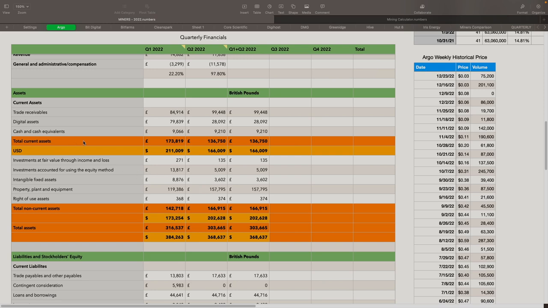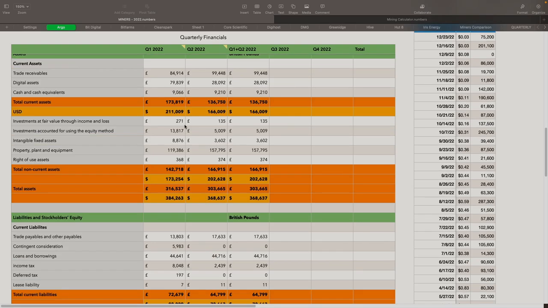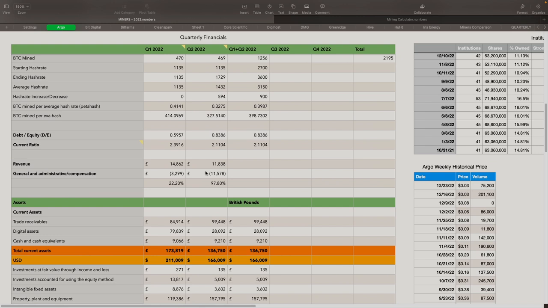So total current assets at the end of Q2 was $166 million. And total current liabilities at that time was $78 million. So they must have been burning pretty fast through that cash. And they had, let me see here, how much did they have in cash? Trade receivables, they had 99 million. Digital assets of 28. In cash, they didn't have that much cash. So they did have quite a bit of trade receivables, but like I said, they were burning through cash quite substantially because of the huge increase that we've seen in power and electricity. That definitely put a lot of hurt on them.